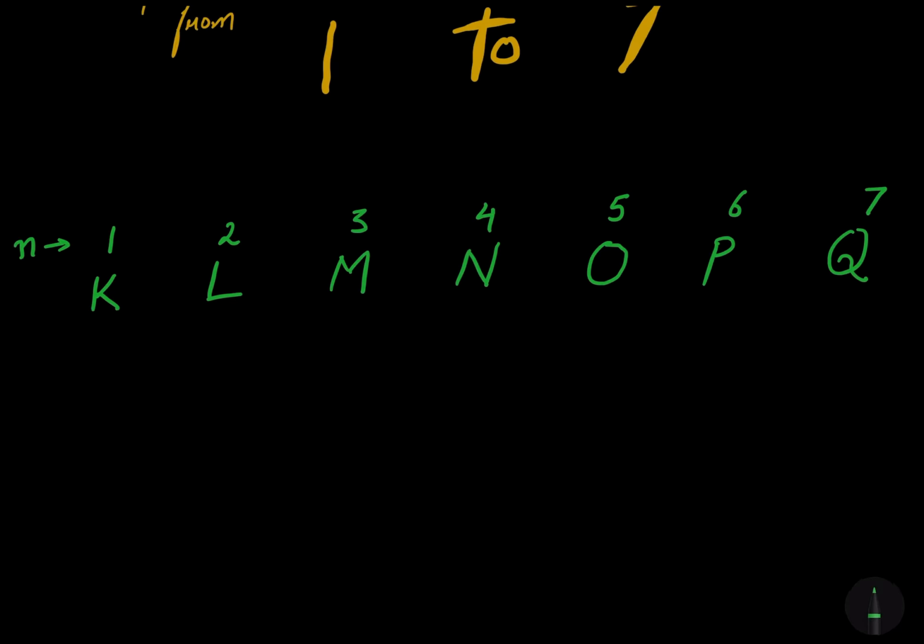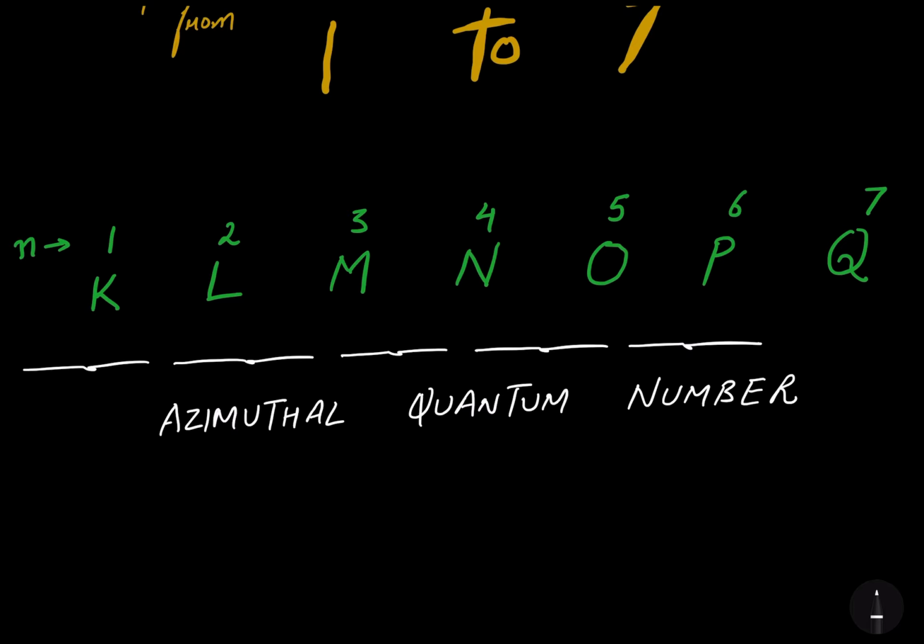I'm writing azimuthal quantum number. This quantum number, the azimuthal quantum number, represents the subshell within the main energy shell in which the electron is present.